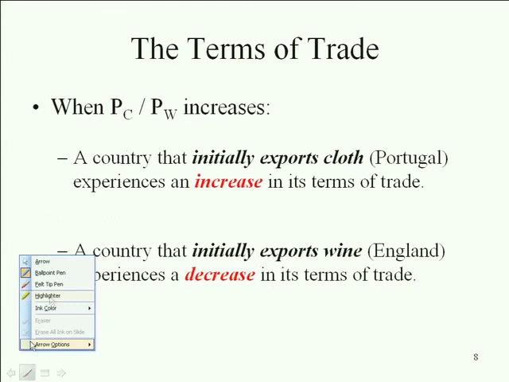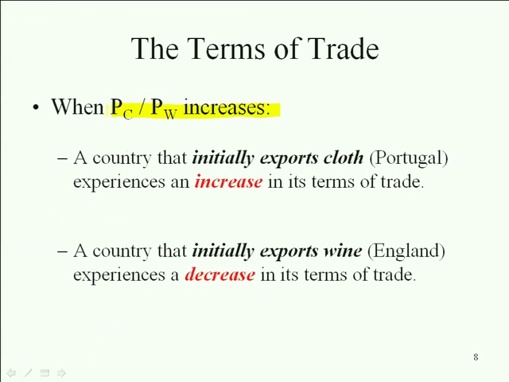Now here's what's interesting. If you know what the terms of trade are, if you know what's happened to the terms of trade, increases or decreases, you can also determine what's happened to aggregate economic welfare. Knowing what happens to the terms of trade also tells us what happens to aggregate economic welfare. So a rise in the terms of trade increases economic welfare, where a decline decreases economic welfare. So let me just demonstrate that real quickly.